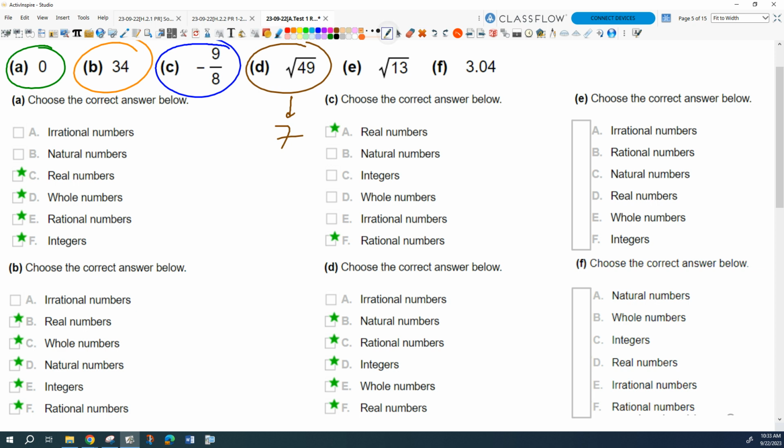Okay, now how about that one? Okay, this is a little different. Can we get rid of the radical by simplifying this time? No. And if we're stuck with a radical, what is it? Irrational. Yep. And of course, it's also real.